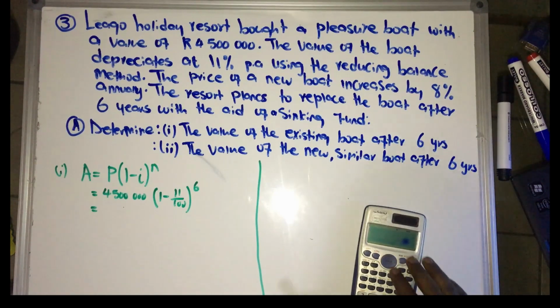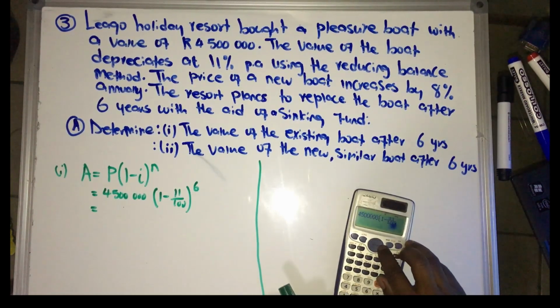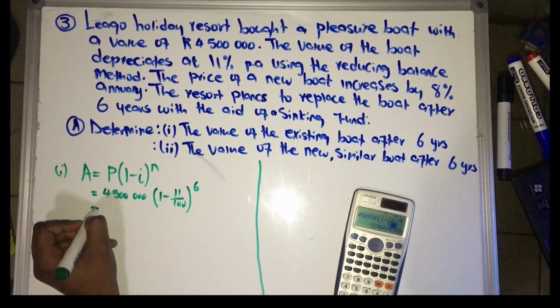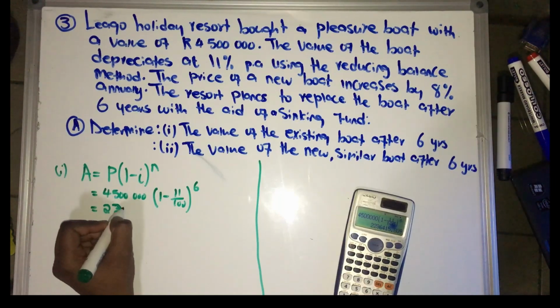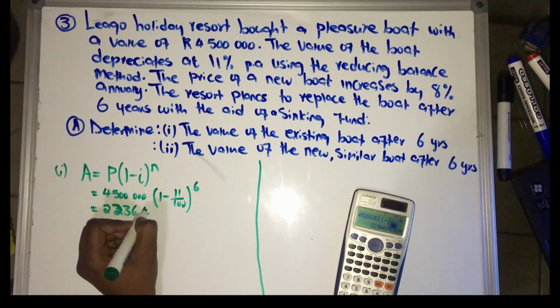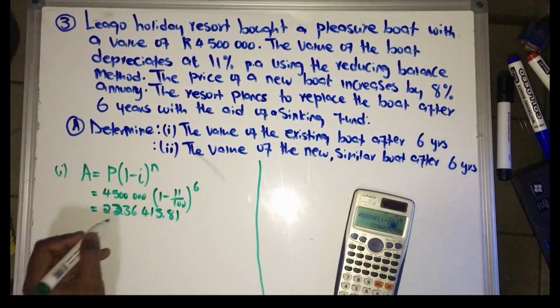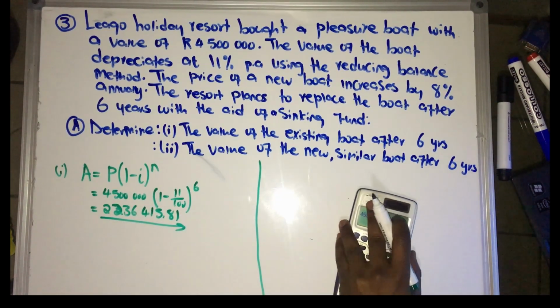Anyway. Okay, so that's gonna be 4,500,000 times (1 minus 11 over 100) to the power of 6. All right, so after 6 years, the boat will be worth 2,236,415 rands and 81 cents. That's what the boat would be worth at the end of 6 years. Okay.